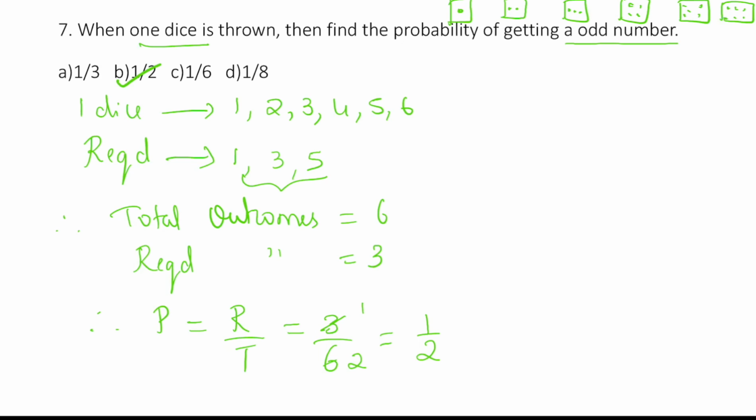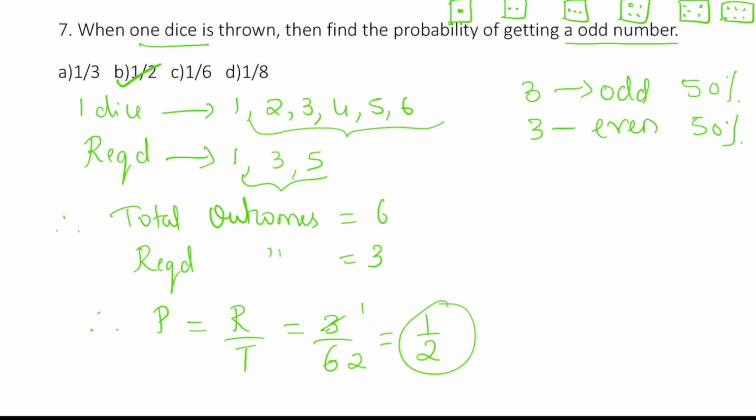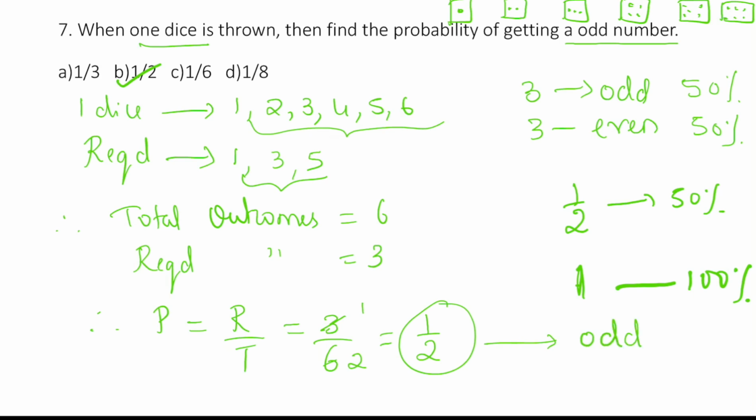See, logically also you can think: when we are getting 6 outcomes, in those 6, 3 are odd and 3 are even numbers, isn't it? That means 50-50, 50% is odd and 50% is even. That is what we got here, isn't it? The probability of getting an odd number is half. Half is nothing but 50%, and 1 is 100%, isn't it? So if getting odd is half, then even also will be half. So when we add both we get 1, and the total probability value is always equal to 1, we know that. Okay. So next problem.